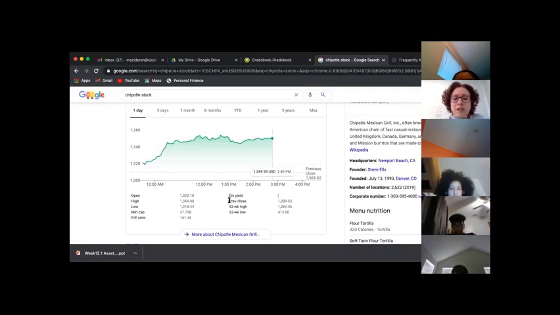Previous close. It's the price, the closing price from yesterday. So previous close, opening, I'm not sure why they're different, but they should be pretty similar. When did it close? When did it open? Okay, the 52-week high.